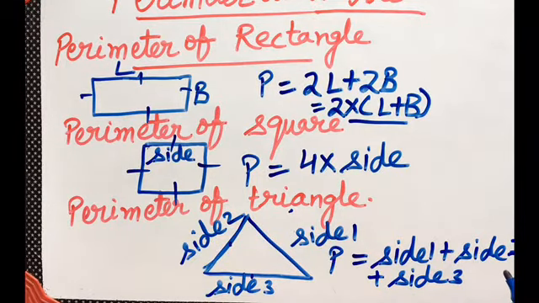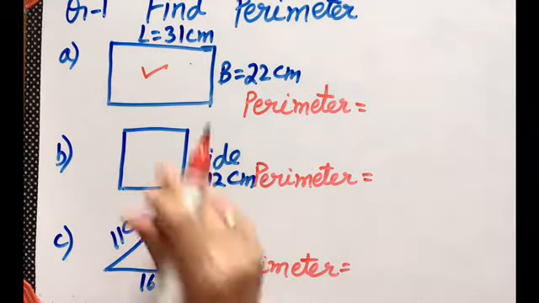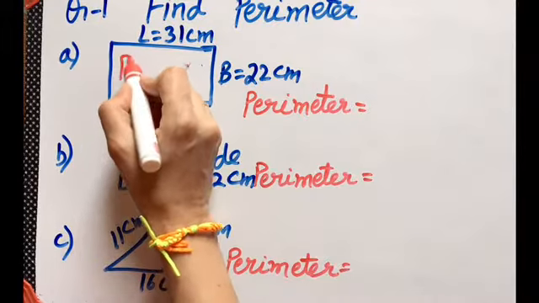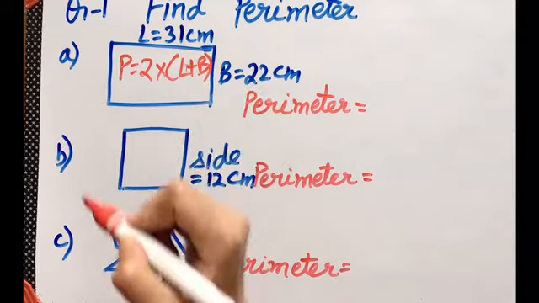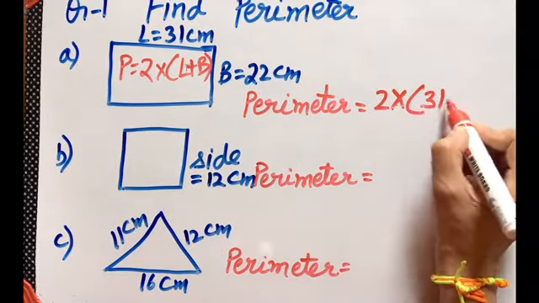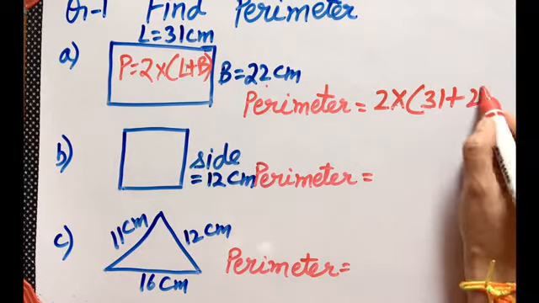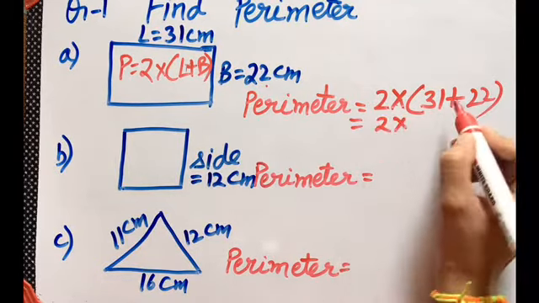How are we going to use these formulas? Let us take a few examples. This is a rectangle. So the formula for perimeter is 2 multiplied by (L plus B). Fine. So it is 2 multiplied by (L is 31 and B is 22). So it will be 2 multiplied by, you add them, you will get 53, and multiply it: 3 twos are 6, 5 twos are 10, so 106. Fine. And what will be the unit? It's a length, so centimeter.